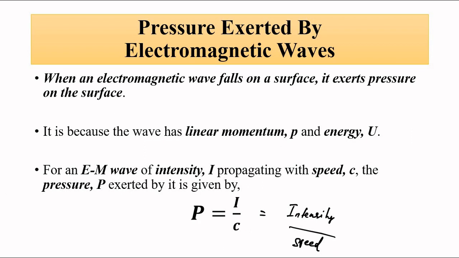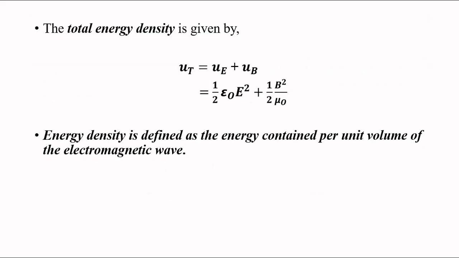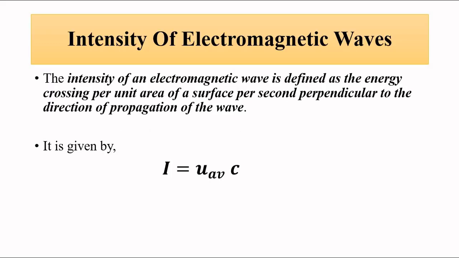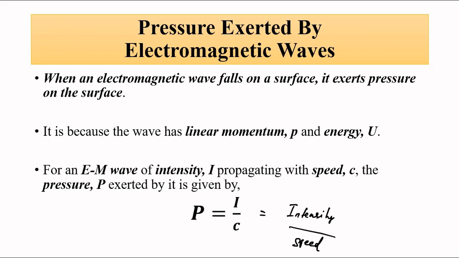So these are some of the properties of electromagnetic waves. We discussed some in the previous video, and in this video we discussed the average energy density of electromagnetic waves for both electric and magnetic fields, and the total energy density, then the intensity of electromagnetic waves, and then the linear momentum and pressure exerted by electromagnetic waves.